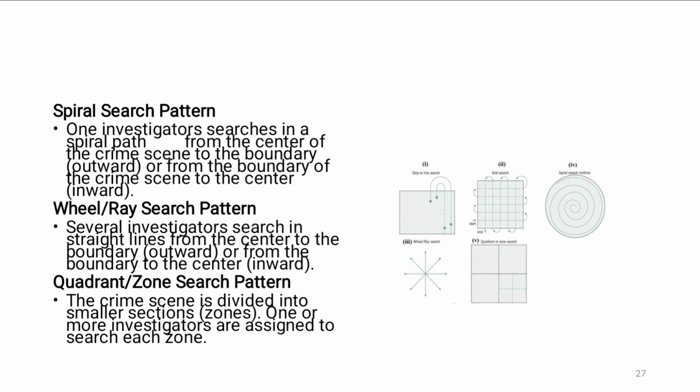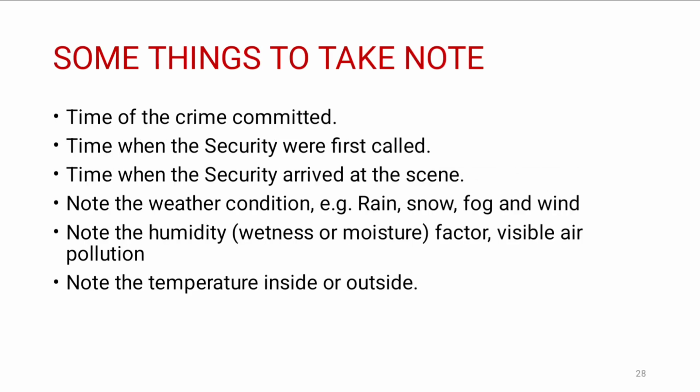Then the wheel method, several investigators search in straight lines from the center to the boundary, or from the boundary to the center. Then there is a quadrant or zone search pattern. The crime scene is divided into smaller sections or zones. One or more investigators are assigned to search each zone.